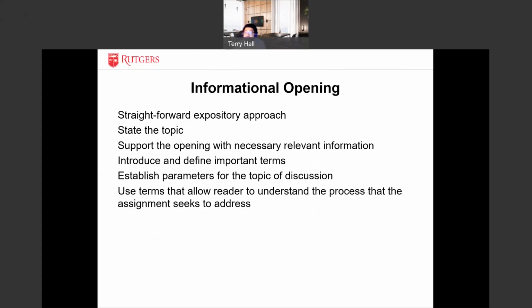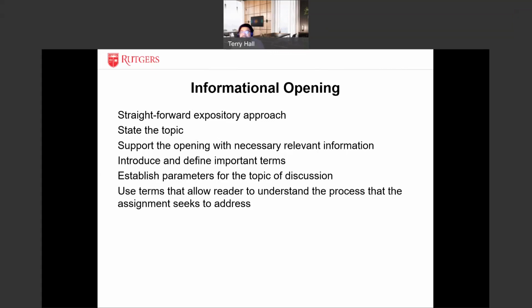Informational openings are straightforward. It's expository writing. Exposition is explanation, and what is necessary is a statement of the topic. The statement will be opened and supported with necessary relevant information. That is to say that if the topic can't be explained in a sentence, use as much language as is necessary to express what's happening, and introduce and define all important terms that will be used throughout the work on a regular basis.